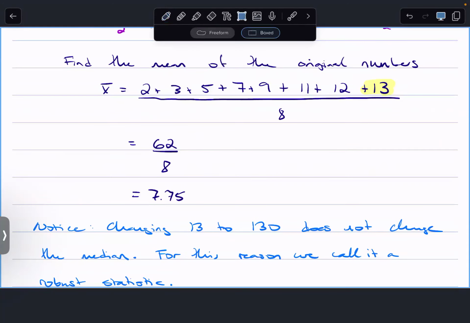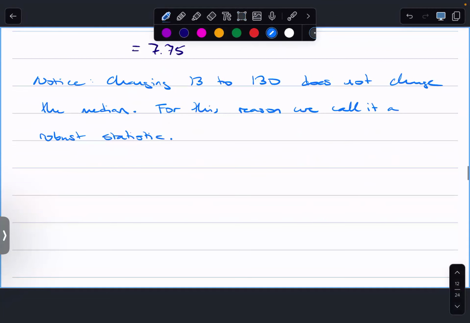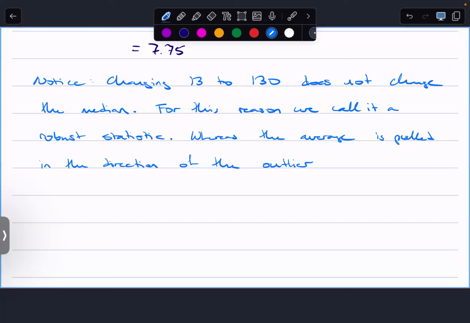Whereas the average is pulled in the direction of the outlier, which we said earlier, right at the very beginning of class, we said, okay, here's some things to know, and just know that the average or the mean is going to get pulled in the direction of the tail. And so now I'm going to show you what that looks like. So whereas the average is pulled in the direction of the outlier, which is also the tail.